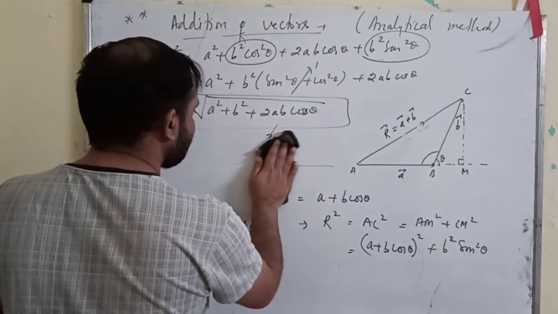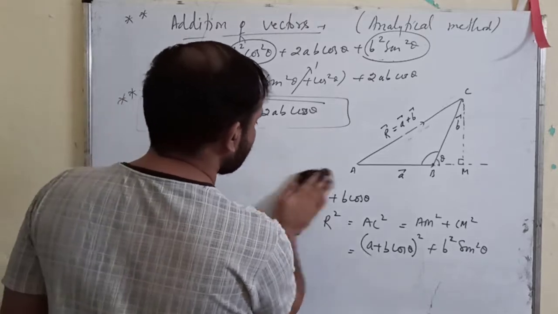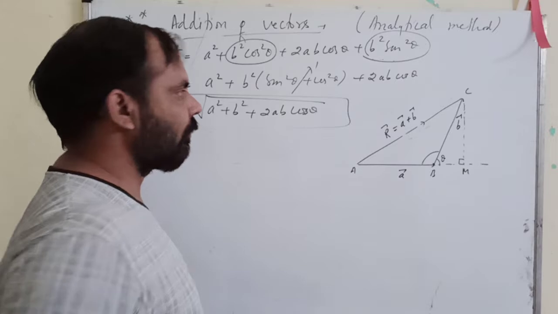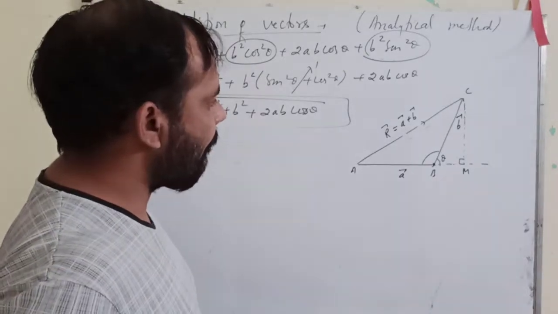Excuse me, sir. Yes. Sir, I was asking why shouldn't you write CM square as B plus sine theta whole square?